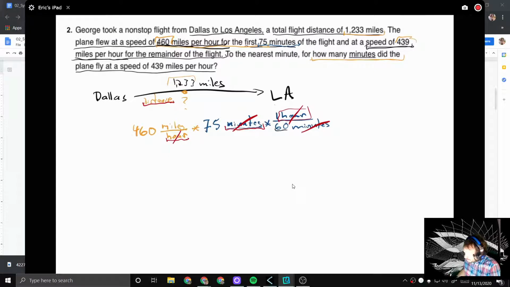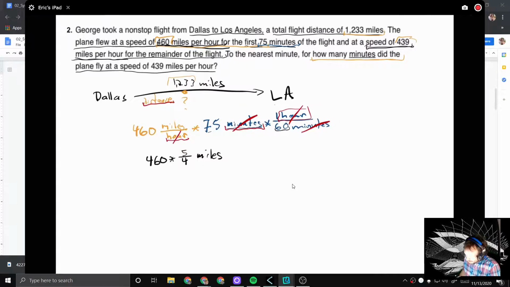I know 15 goes into 60 4 times, and if you add one more 15 to 60, you get 75, so that's 5 15s and 4 15s. So I really have 460 times 5, right? That's 75 divided by 15, over 4. That's 60 divided by 15 miles.